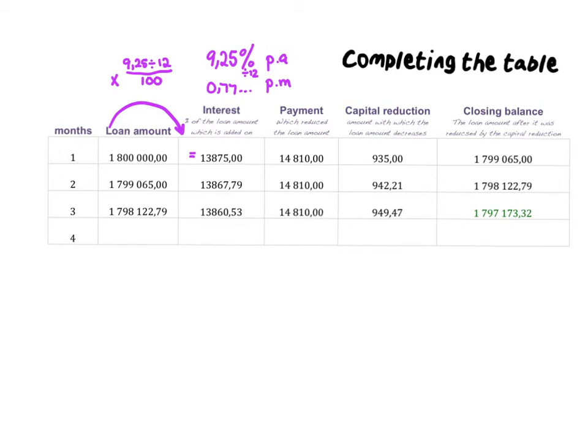So we are going to follow this exact same method for month 4, but we need to start with looking at what the opening balance is. And your opening balance or your loan amount is always the same as the closing balance.